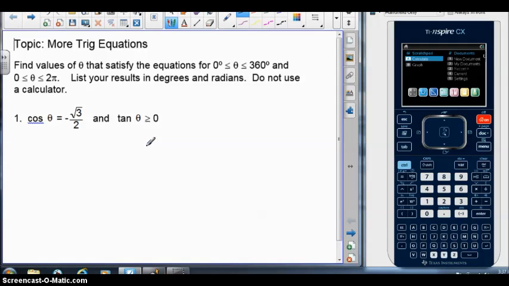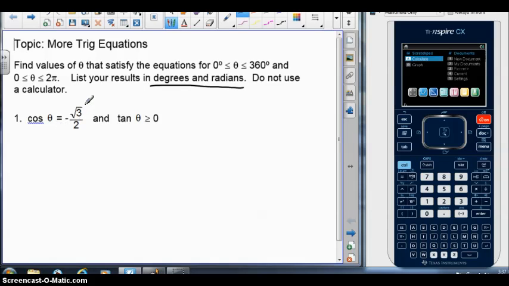All right, so we're going to take a look here at more trig equations. This is lesson 2-4. We've been working in radians and degrees separately, and now we're going to go back to both. Find values of theta that satisfy the equations for 0 degrees to 360 degrees and from 0 to 2 pi. Do not use a calculator. So we're not going to touch the calculator at all. We're just going to try and answer these questions with what we know.